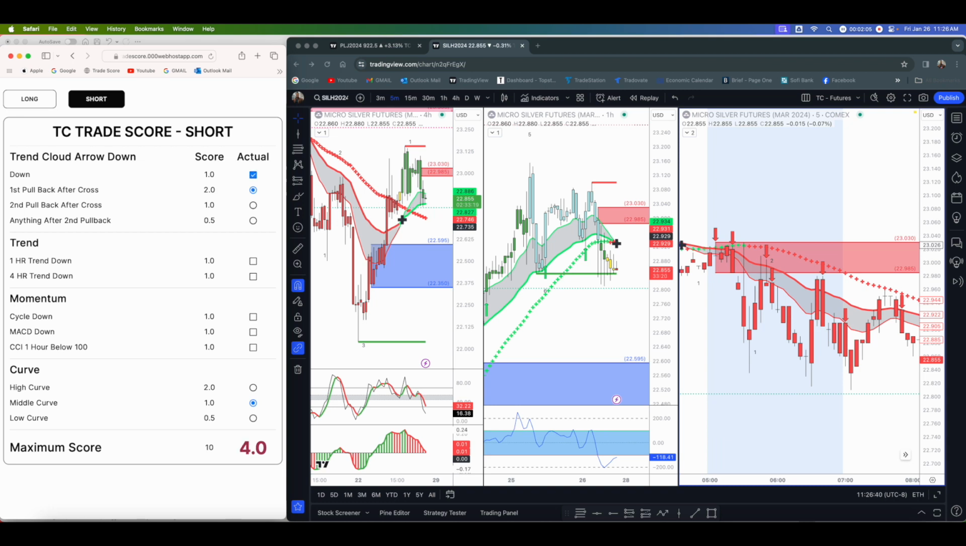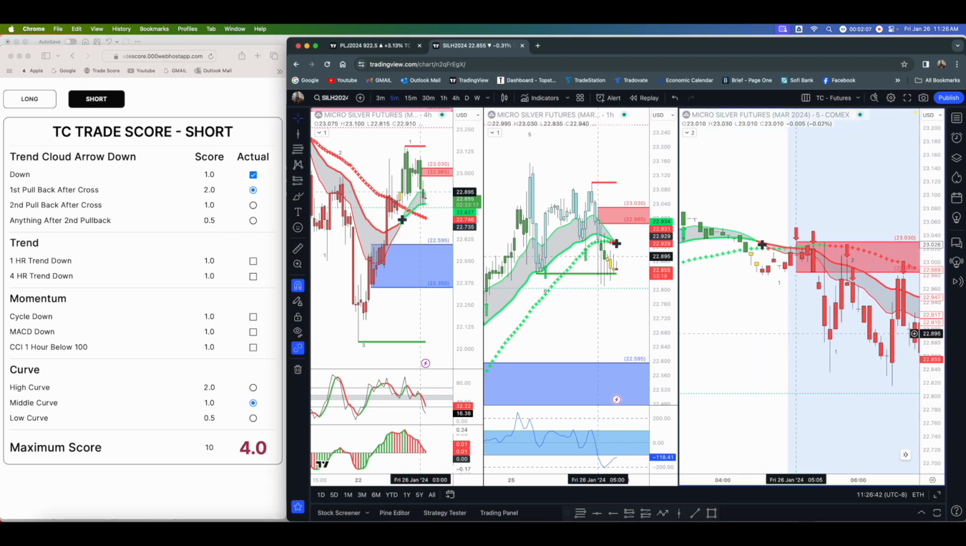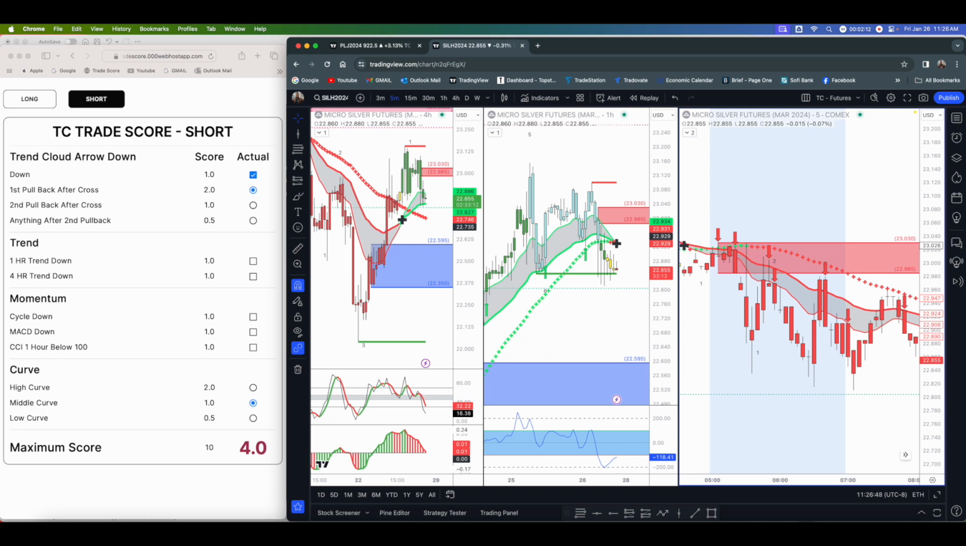And then this is the first pullback. If we look here, this is where the cross happened, and this is the first pullback here, so you're going to choose that. Then we can look at the trend, and it looks like the trend is still up. But because it is turning blue, we can choose to have this as the trend going down. But I always keep it the way I see it, so the trend going down has a 0 score for me. On the 4-hour, it is the same thing. The trend here is very strong on the upside, so it's also going to be 0.